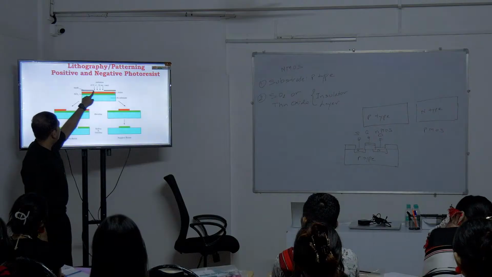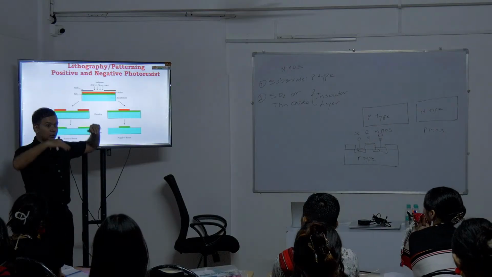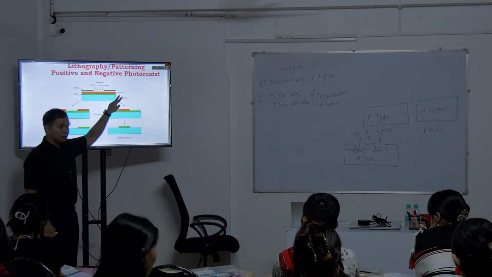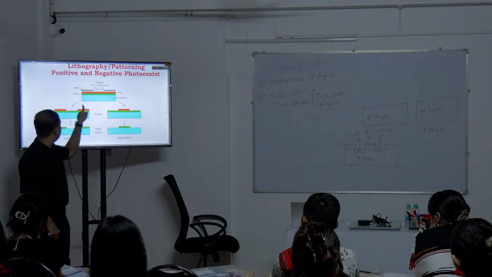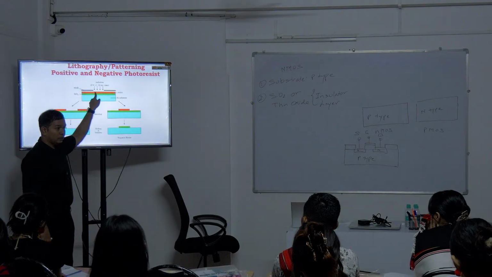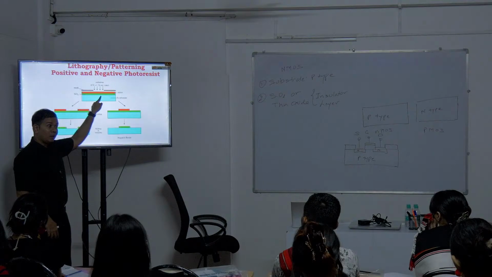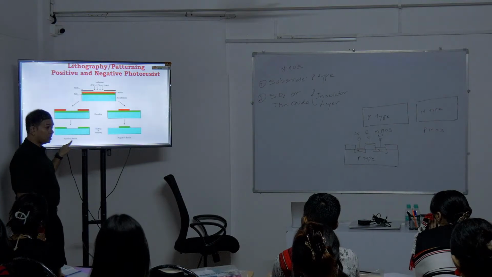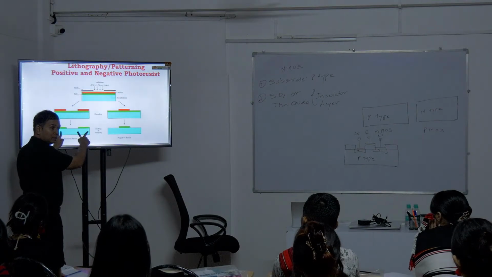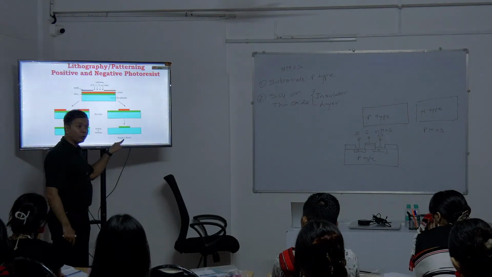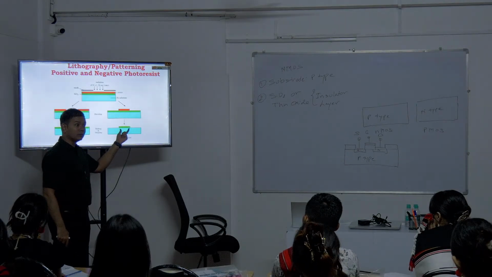Now you are using a mask on the top of it. So if I'm putting a mask like this, only the UV radiation is going at the center portion, if you just look at it. But if I use a positive photoresist, I'm getting a pattern like this. And if I use a negative photoresist, I'm getting a pattern like this.